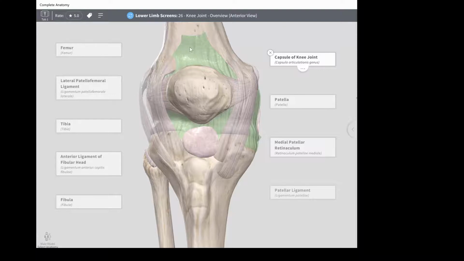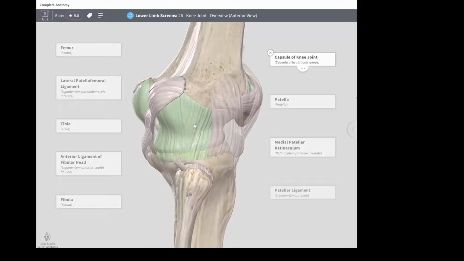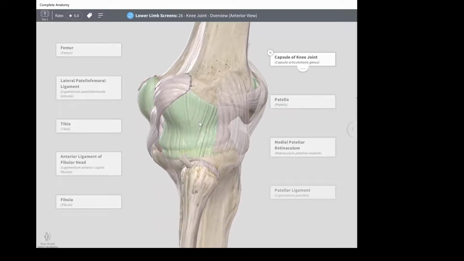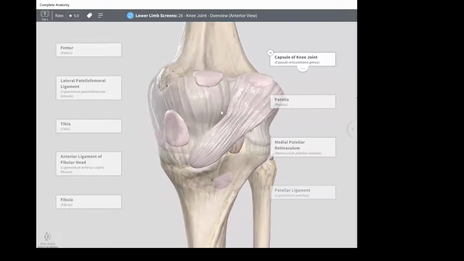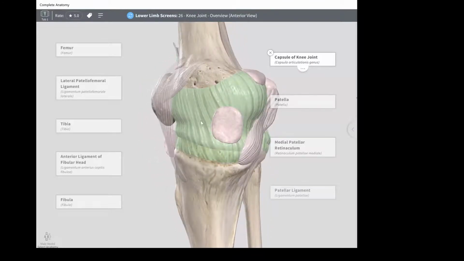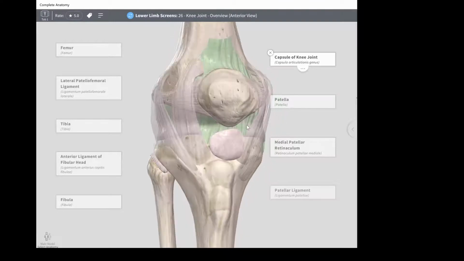All right, so these are some of the major capsular structures. I'll rotate around here so you can get a better look. Okay, and this is the posterior part of the joint capsule shown here in green. Those demonstrate the boundaries of where the joint capsule is and where you may get joint fluid in a patient who may have an effusion, for instance.